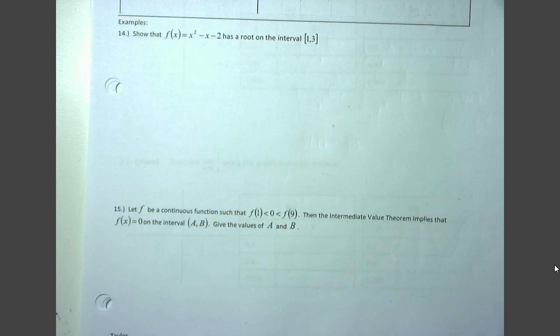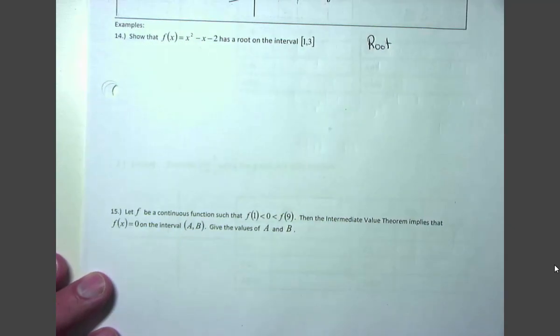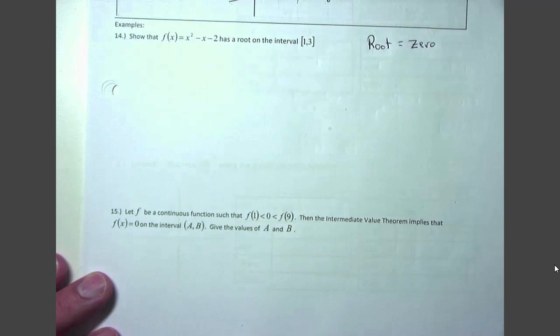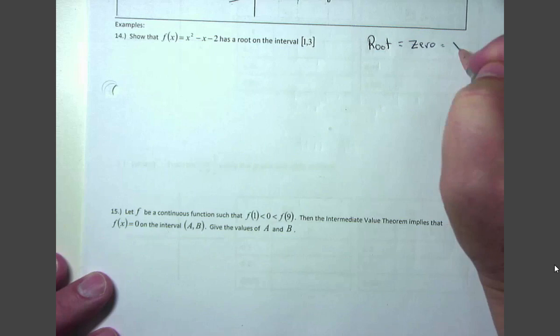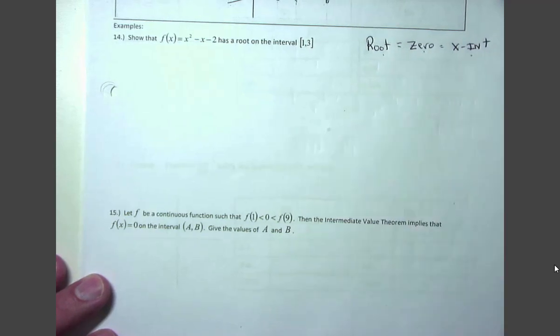You go, how does this connect back to that other theorem? Well, you first tell me this. What does the word root mean to you guys? What does root mean? Zero. Okay, another word for root is the word zero. That doesn't help many people out. What does zero mean then? What's another word for that? What do you call that? Crosses the x-axis, so it's called the x-intercept. So you're right. Root, zero, and x-intercept are all the same thing.